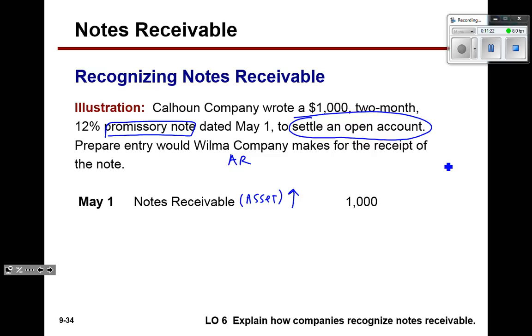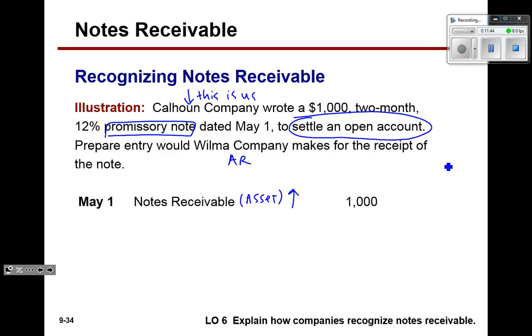This is us. We are the Calhoun Company. Wilma Company was an AR that seemed to be struggling. We didn't want to write them off. We didn't want to even horse around with hoping we'd get their money. Maybe they're a good customer. They must be, if we're going to give them more time.